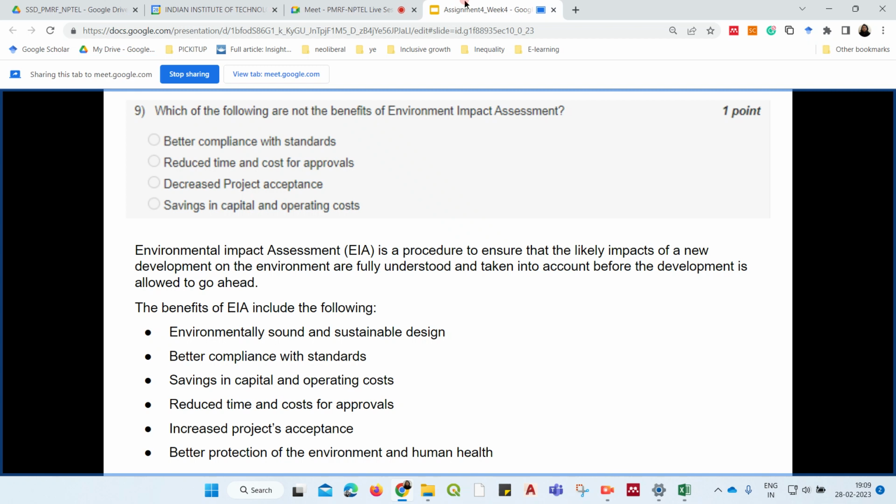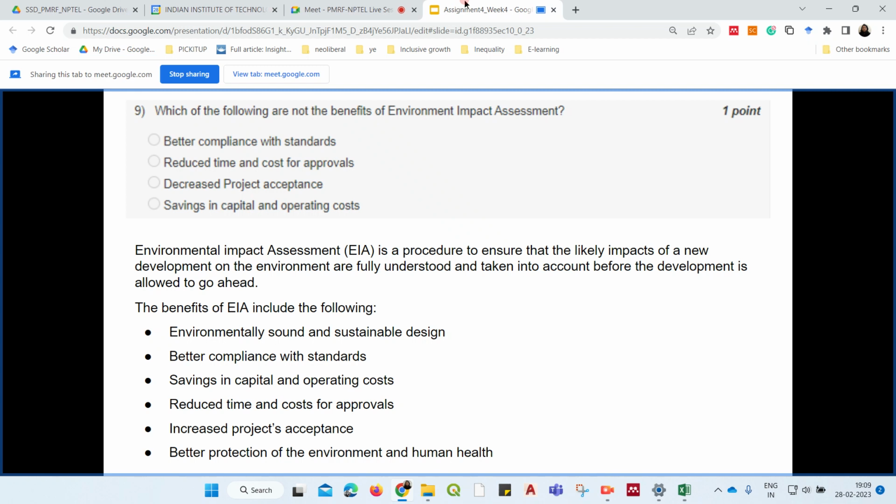Second is it has better compliance with standards. So obviously, most of the time when standards are formulated, care is taken that they are formulated in a way that the products or development, whatever is being developed, has minimal impact on the environment, or is sustainable in nature. So again, when the environmental impact is assessed prior to development through EIA, the project or whatever product is being produced or developed is definitely said to have better compliance with the standards.